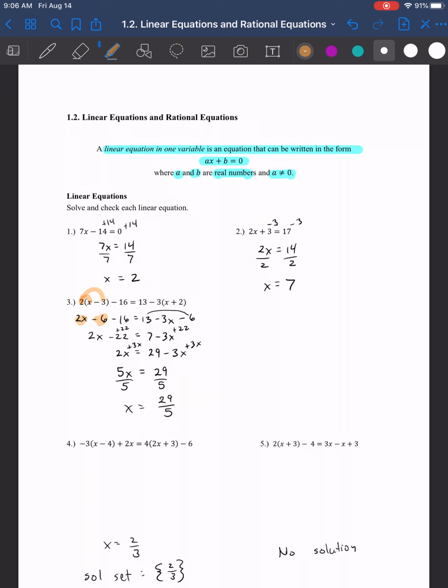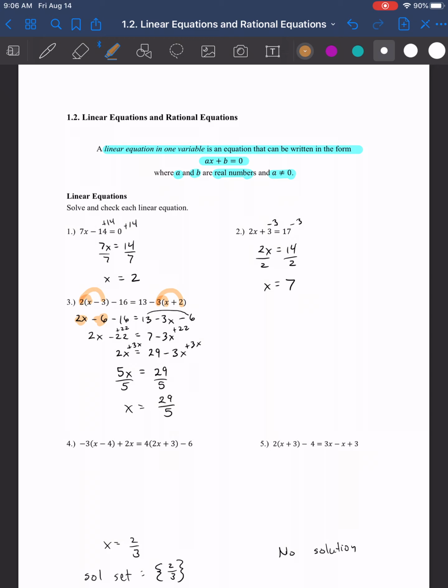Over here I have 13 minus, and I'm going to do 3 times x, and then 3 times 2 to distribute that one. And that gives me 13 - 3x - 6. So I get it outside of parentheses by distributing and getting rid of the parentheses.